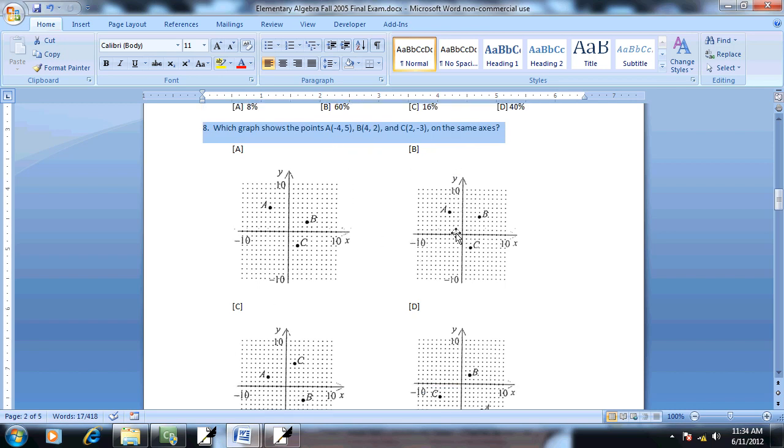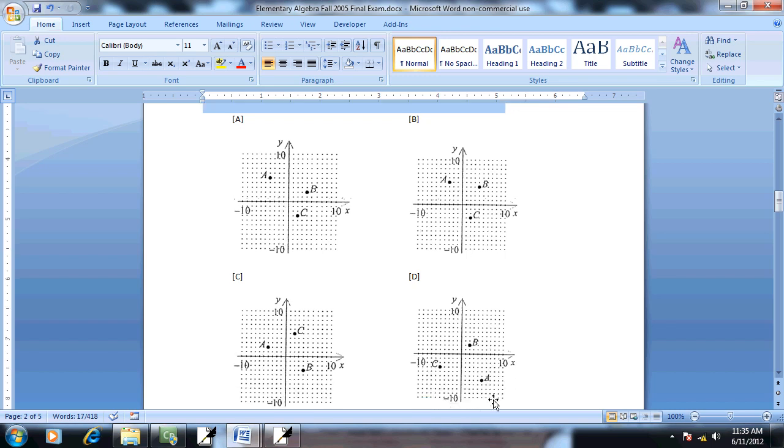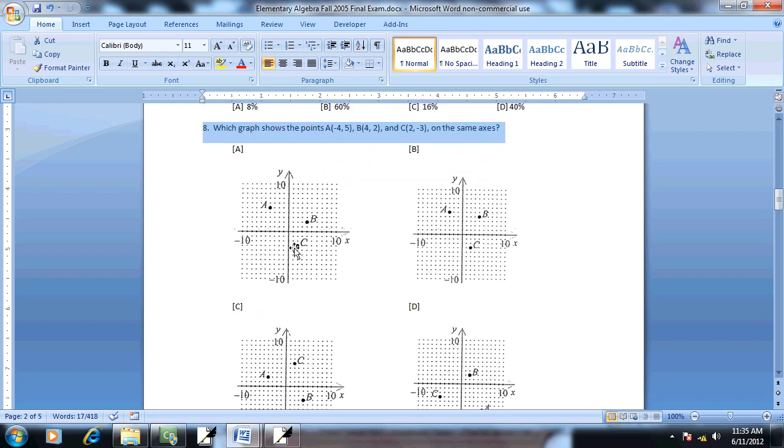Negative 4, 5. So that's negative 3. We said B's not it. That could be negative 4, 5. C's not it. And D can't be it. So it is A when I match it up.